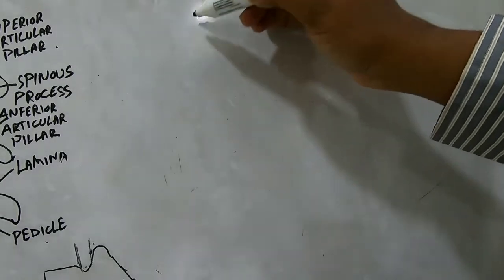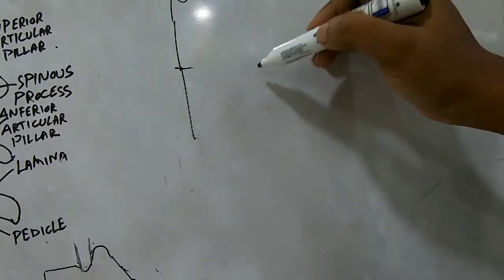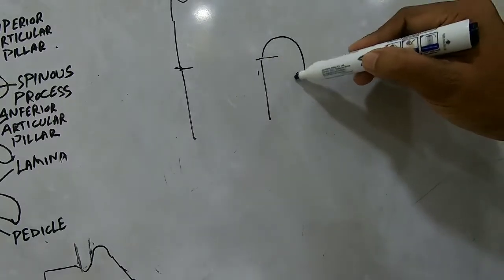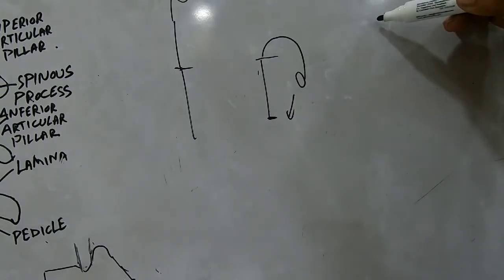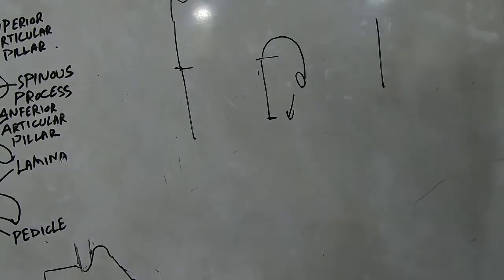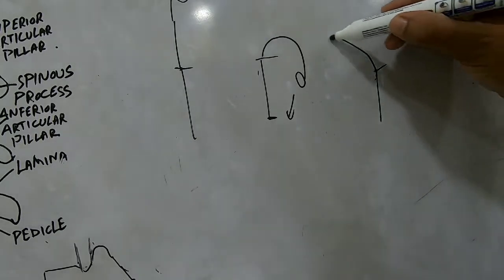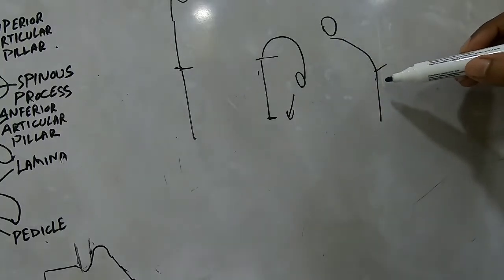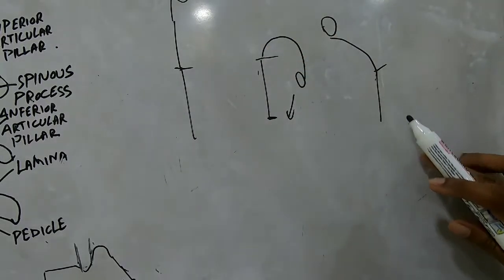So again I will repeat: possible person standing, so possible ranges of motion, flexion, this is flexion, this is extension, so neutral position, flexion, extension.